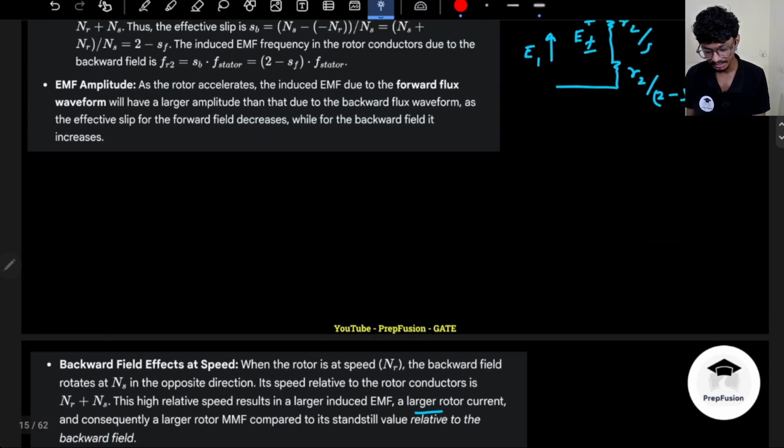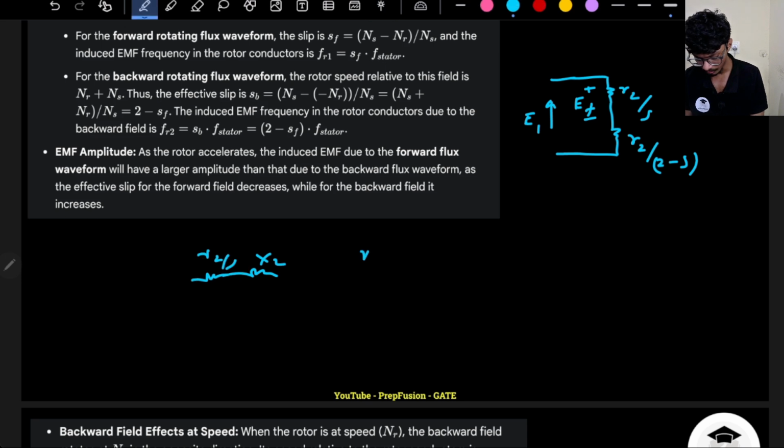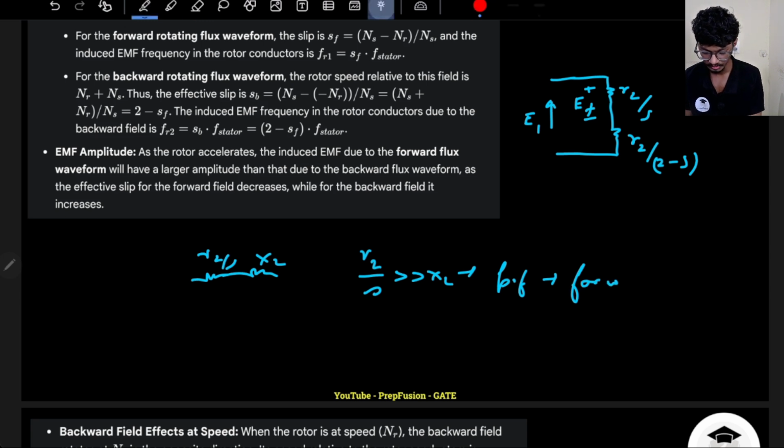Or you can understand it like this: what does your rotor side comprise of? It is R2 by S into X2, right? Here R2 by S is very small at full load, so R2 by S will be much larger than X2. So the power factor will be much better for the forward circuit. There will be two circuits, I will just draw the equivalent diagram. The forward circuit will be much better than the backward circuit.